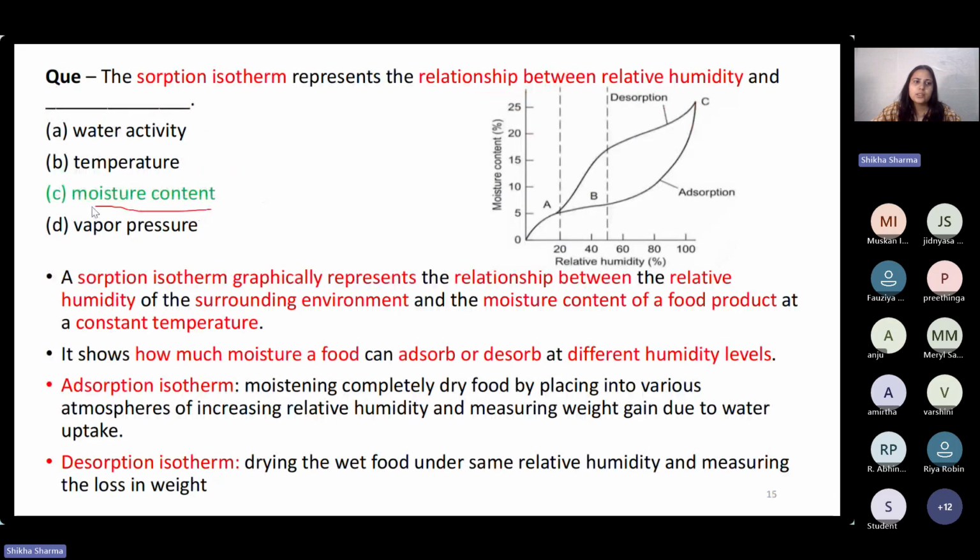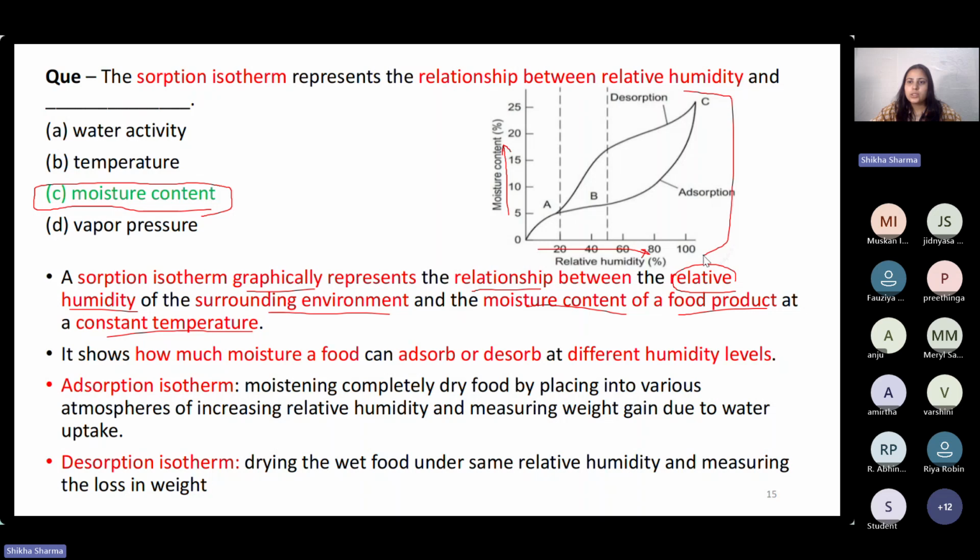Okay, here C is the correct answer, which is moisture content. So basically, sorption isotherm graphically represents the relationship between the relative humidity of the surrounding environment and the moisture content of a food product at constant temperature. So at constant temperature, we'll have relative humidity on the x-axis, and on the y-axis, we'll have moisture content. And the plot is going to give the sorption isotherm. This plot is basically known as sorption isotherm.